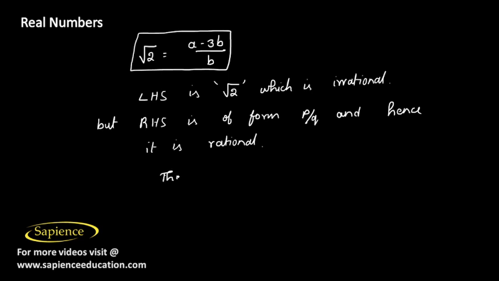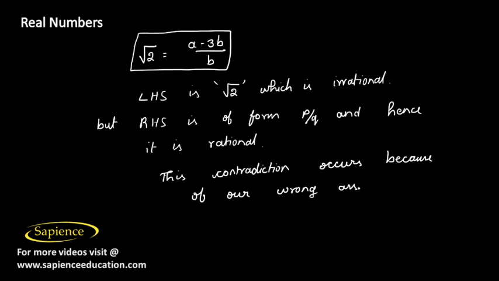This contradiction occurs because of a wrong assumption. Hence 3 plus root 2 is an irrational number.